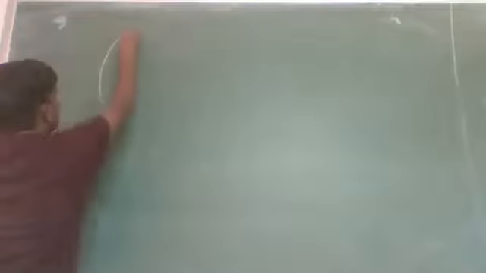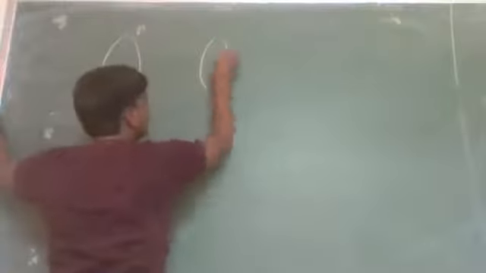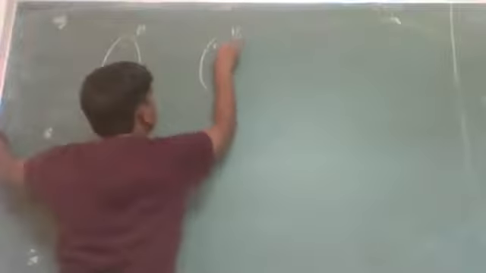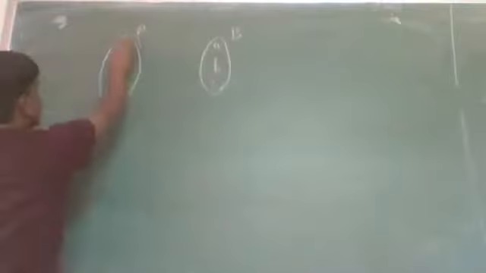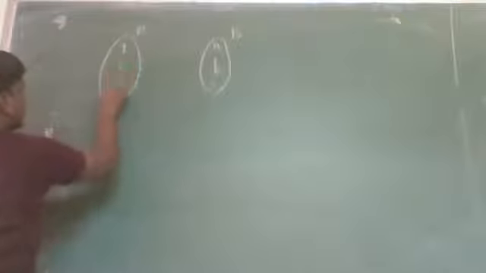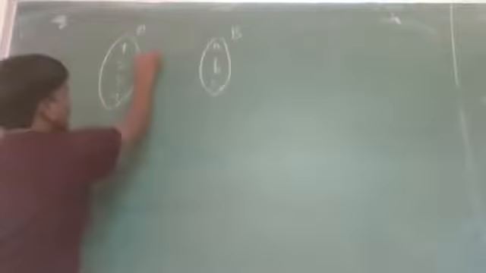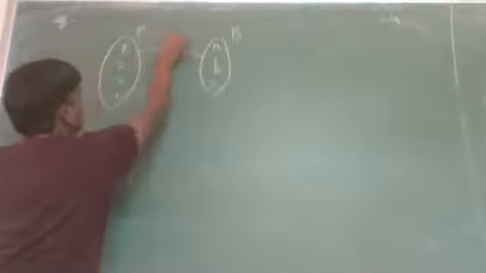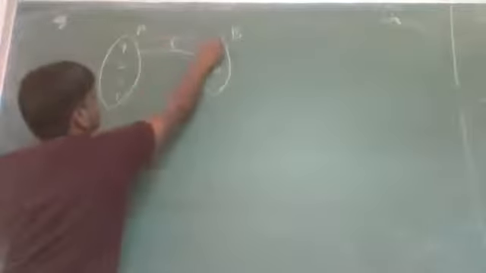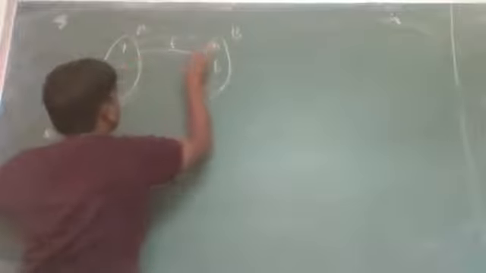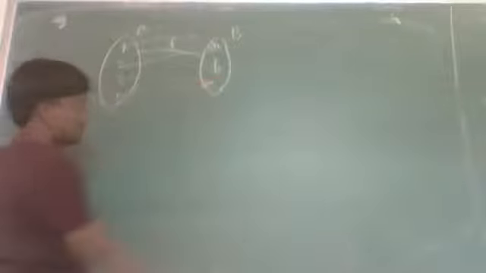Suppose this one is the domain A and this one is domain B. It contains three elements A, B, C, and here 1, 2, 3 and 4. So now we have to define one function here. So 1 maps to A, 2 maps to A, 3 maps to C and 4 maps to C.